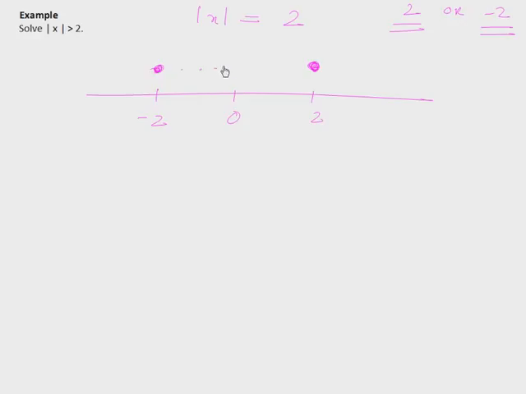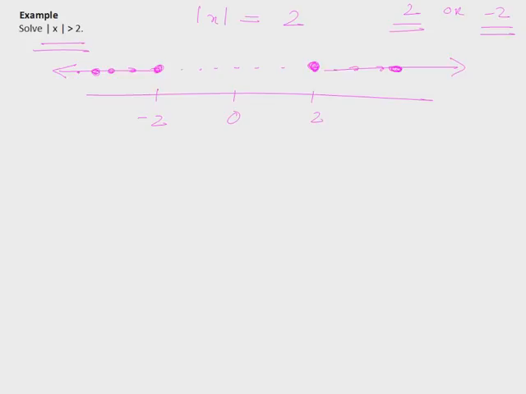What about a number in between? Well, a number in between is closer to 0. So its absolute value will be less than 2. And I'm looking for absolute values of x to be greater than 2. So they have to be away from 2 and minus 2. So any point here or any point here should do it. A point here is further away from 0 than 2, and a point here is also further away from 0 than minus 2. So these points have absolute values greater than 2.